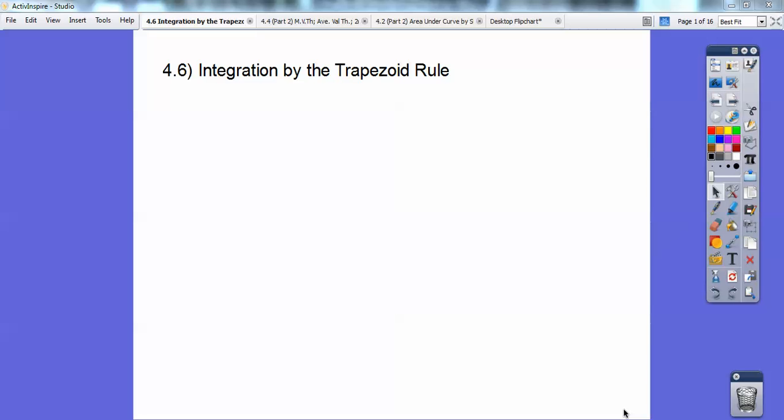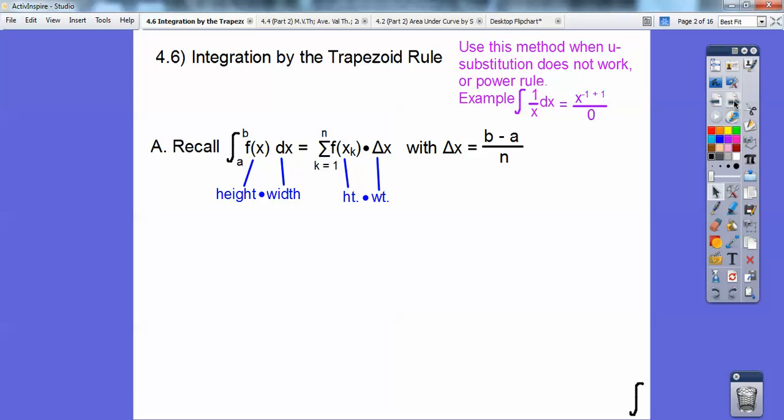Alrighty, this calculus lesson is on integration using the trapezoid rule. It's a fast lesson. It's pretty easy, I think. Typically you use the trapezoid rule when they ask you to use it, or if you can't integrate using u substitution or the power rule doesn't work.